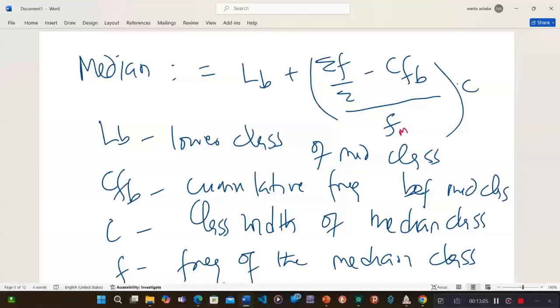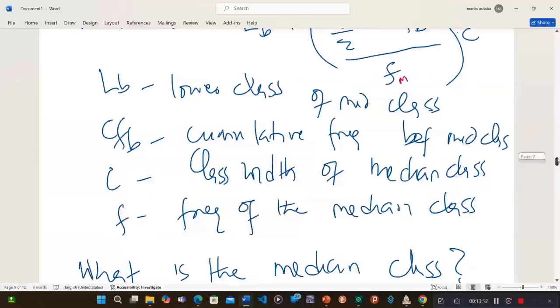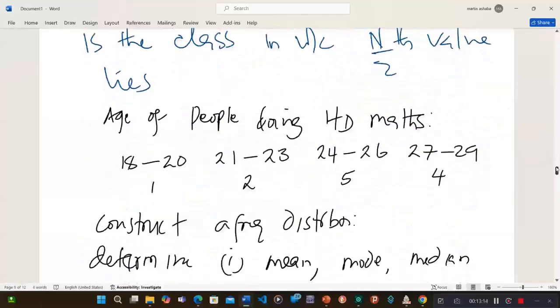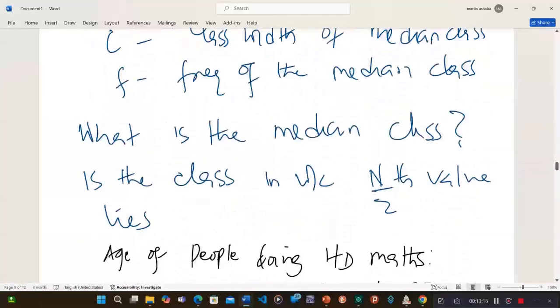The median class is CFB, then C, we can also determine it. Then frequency of the median class, we can determine it. What is now our struggle is to get the median class. So the median class is always going to be determined by a value equivalent to n out of 2. So n out of 2 value lies in a particular class. So that class is what we shall call the median class.